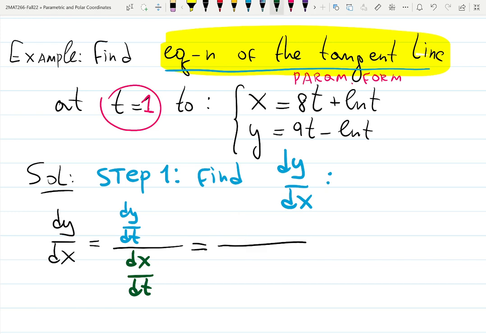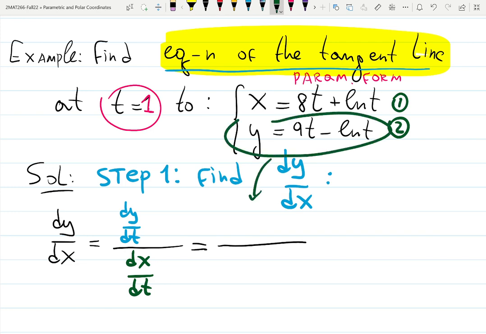Let's see carefully again. We have equation number 1 and equation number 2. Which one are we using first? This one, exactly. 9 minus. Good job. I will put a blue color. 9 minus what? 1 over t. Amazing. Very good. This is what we do. Derivative of y with respect to t.